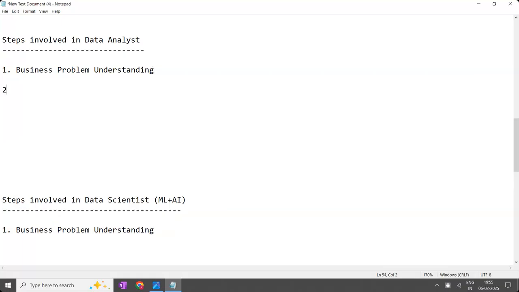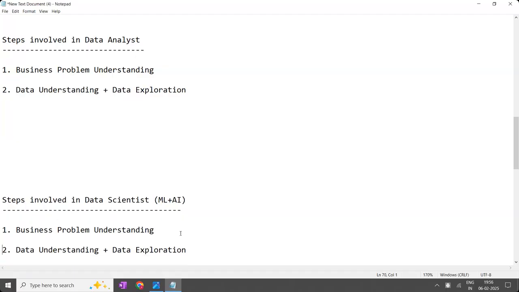Right? Now, the second step is data understanding along with data exploration. Whether it is the data analyst role or the data scientist role, both are the same, no difference. You can write it as a table, side by side. In my case, in the notepad, I can't write like that, so I'm not using that. So the second step is also the same. There is no difference in the second step. Everyone first has to understand what data was given.